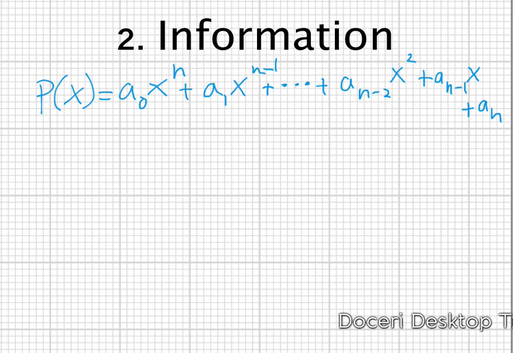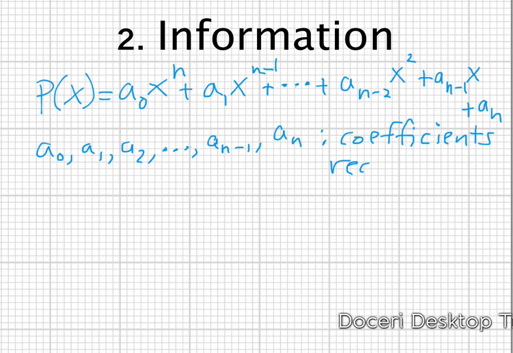So however many terms I have, I go all the way out to n, and my exponent goes all the way down until my exponent is 0. So a sub 0, a sub 1, a sub 2, etc., all the way to a sub n minus 1 and then a sub n. Those are my coefficients, and those are all real numbers. It's very important that they must be real numbers in order for that to be true.